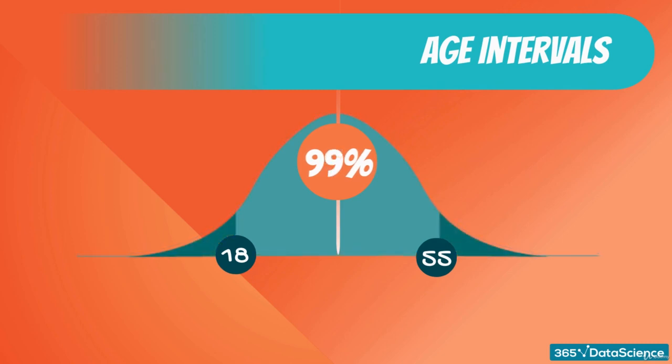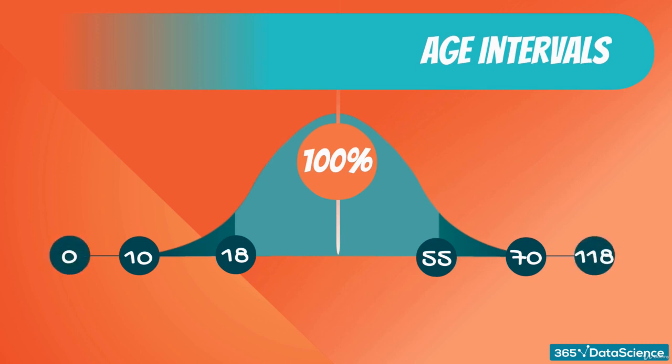Also, I am 99% confident that you are between 10 and 70 years old. I am 100% confident that you are between 0 and 118 years old, which is the age of the oldest person alive at the time of recording. Finally, I am 5% confident that you are 25 years old. Obviously, this is a completely arbitrary number.